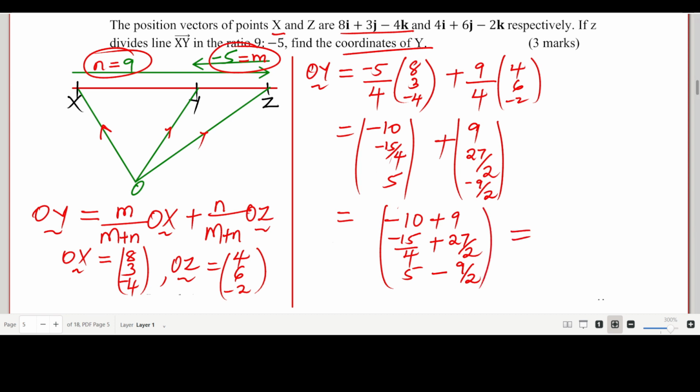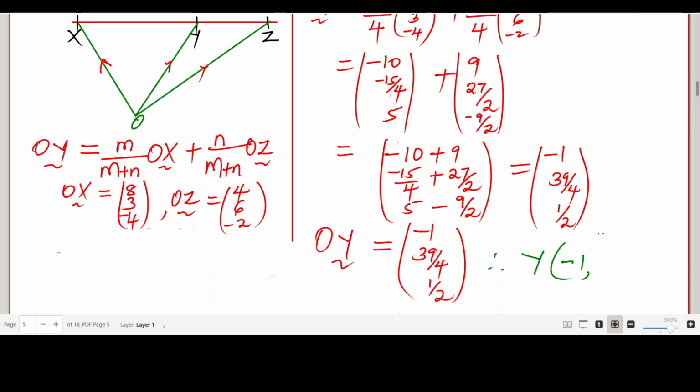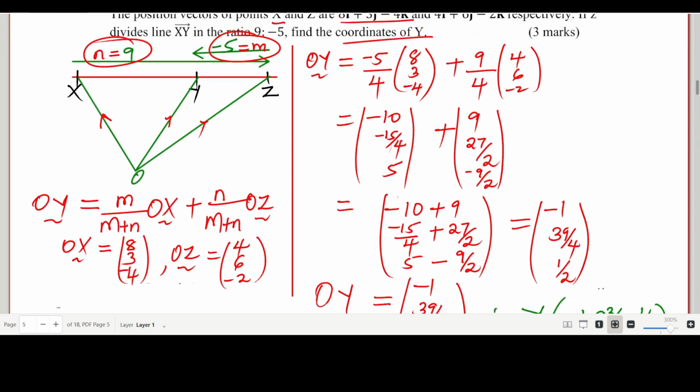And this will give -10 plus 9, you get -1. -15/4 plus 27/2, use a calculator to do this, it will give 39/4. Then 5 subtract 9/2, you get 1/2. Therefore, OY is given by -1, 39/4, and 1/2. But this is not what you are required to do. We are required to give it in coordinate form. So the coordinate of Y is supposed to be written in this form: -1, 39/4, you can express that as a mixed fraction, which gives 9 3/4, and 1/2. So that is how we use the ratio theorem to find the coordinates of Y.